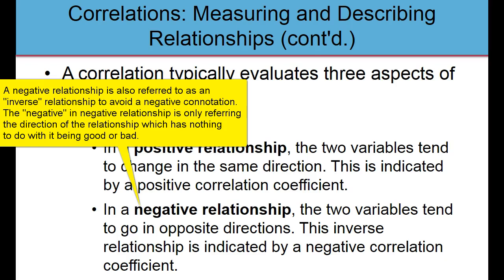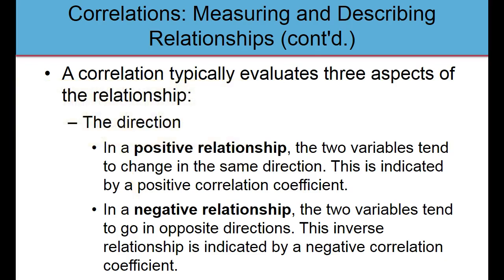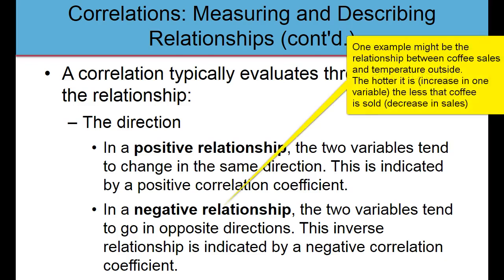So an example here might be coffee sales and month or temperature. I'm thinking that in the hotter months, typically you might see a drop in coffee sales compared to the cooler months. So probably temperature outside would be a better example here, because then we have a numerical variable. As temperature increases, what happens to coffee sales? Probably would see a drop in that. So there's a negative relationship there.